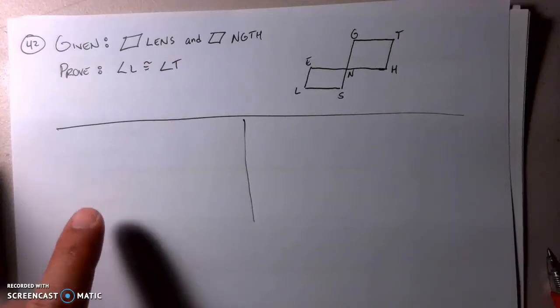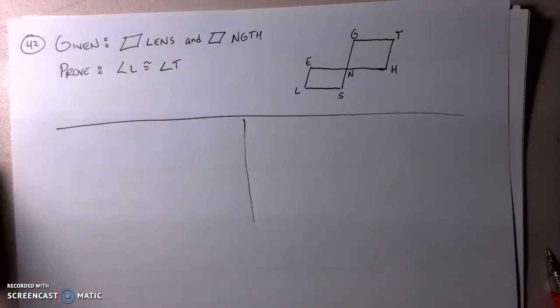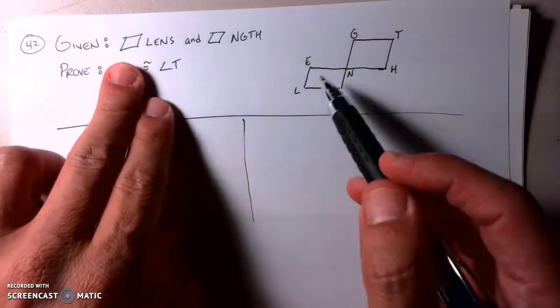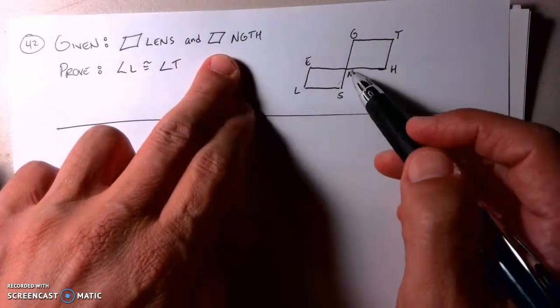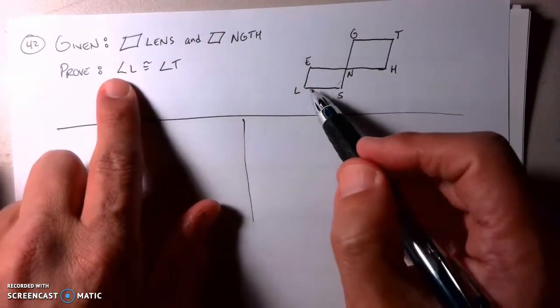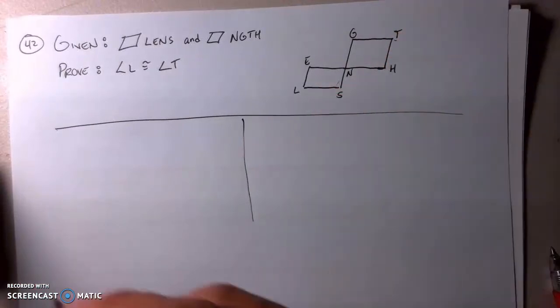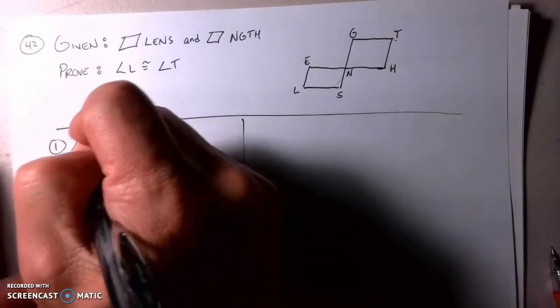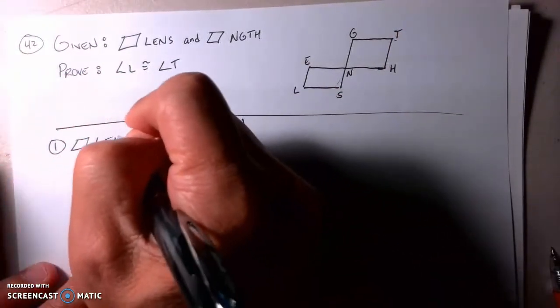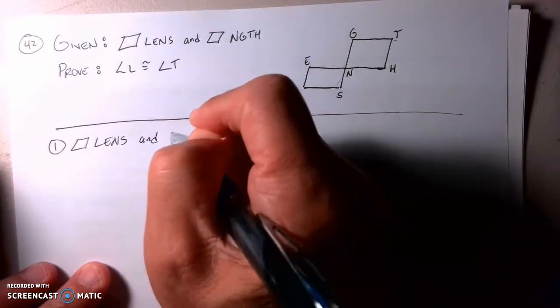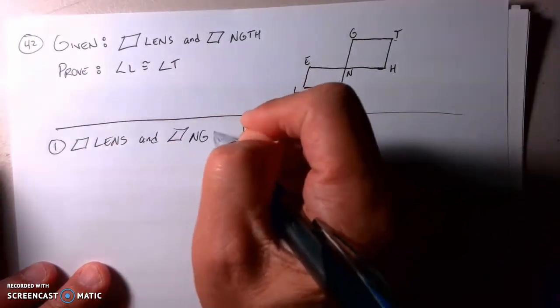All right, we're going to take on one of the two column proofs here. It says given, this means parallelogram LENS and parallelogram NGTH. Our job is to prove why this angle L is equal to this angle T here. So we'll obviously start with the given: parallelogram LENS and parallelogram NGTH.